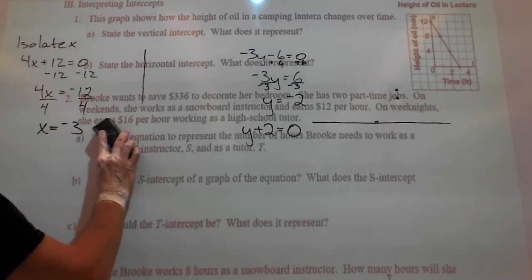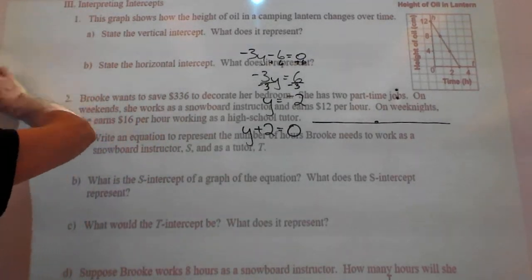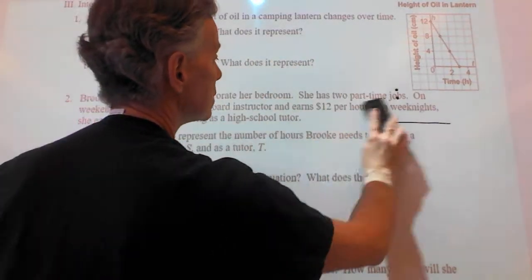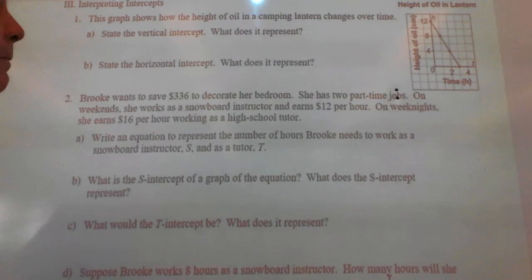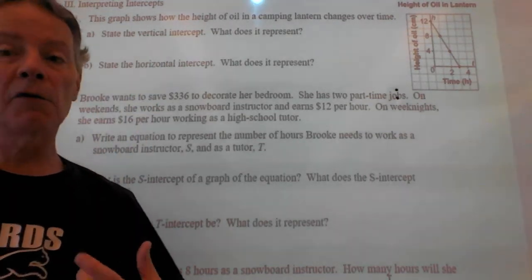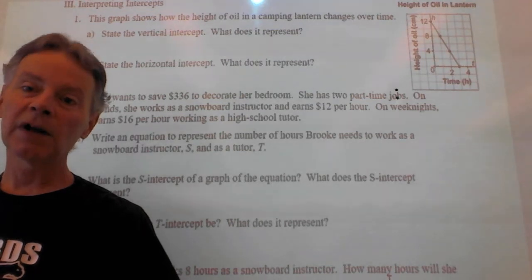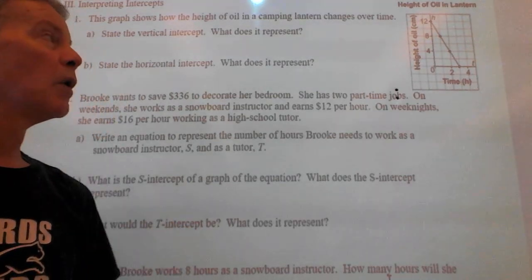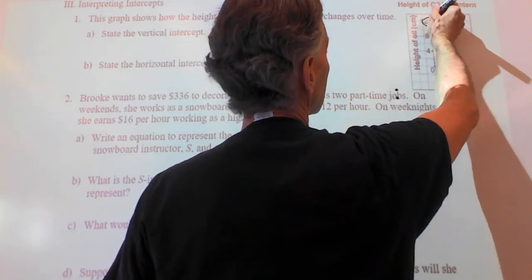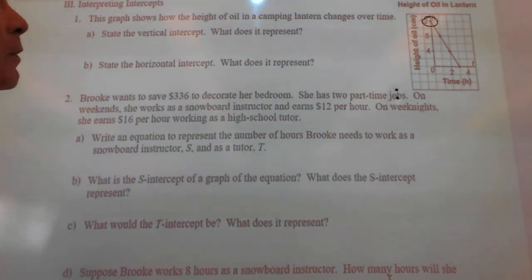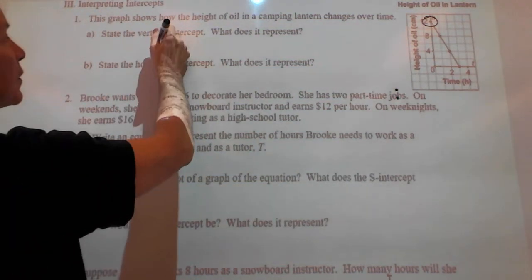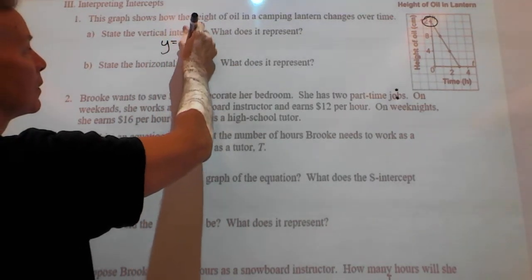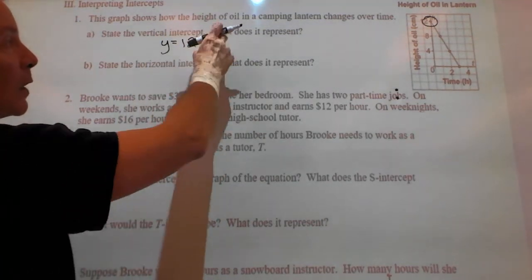Okay, let's do some word problems. It says this graph shows how the height of oil in a camping lantern changes over time. State the vertical intercept. Now remember, the vertical intercept is another way of saying the y-intercept. It's just where the line meets up with the y-axis. And it meets up with the y-axis right here. So, the vertical intercept is at y equals 12. What does it represent?